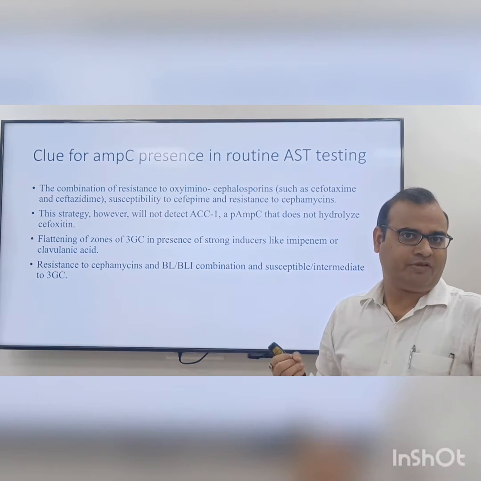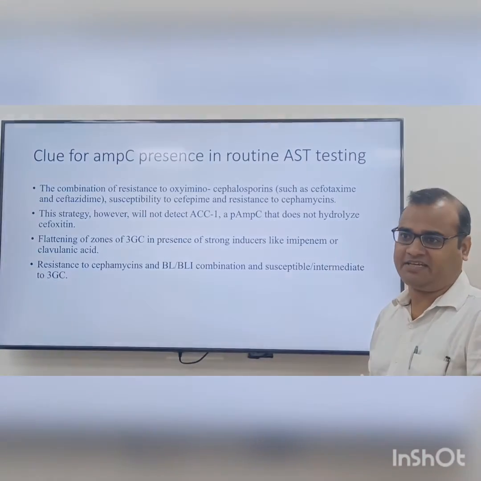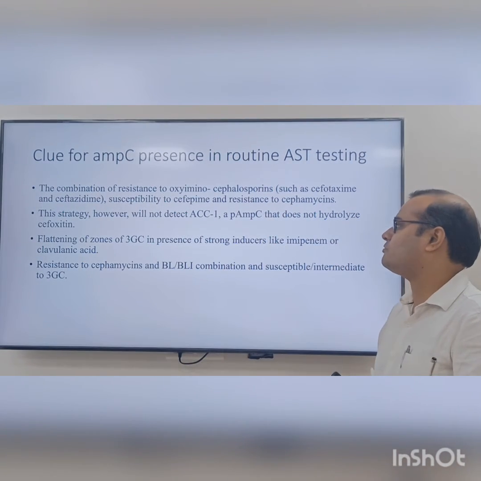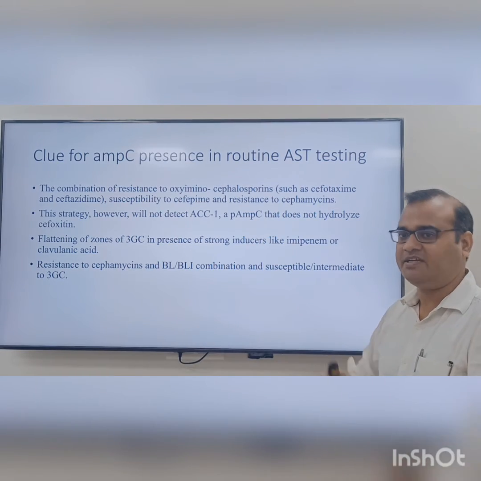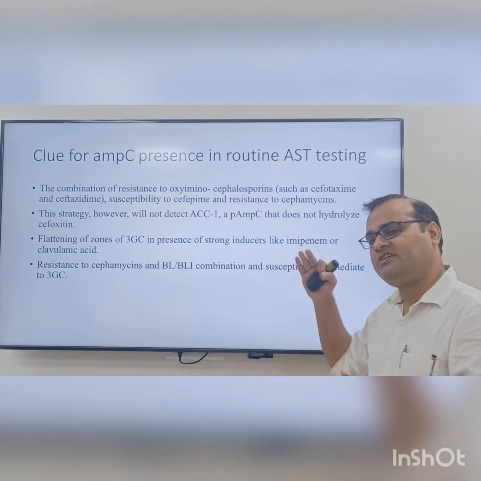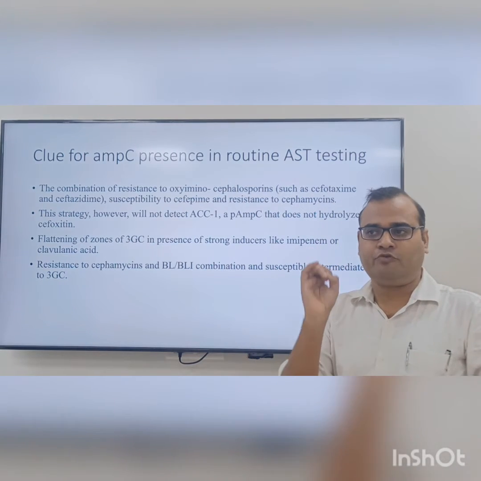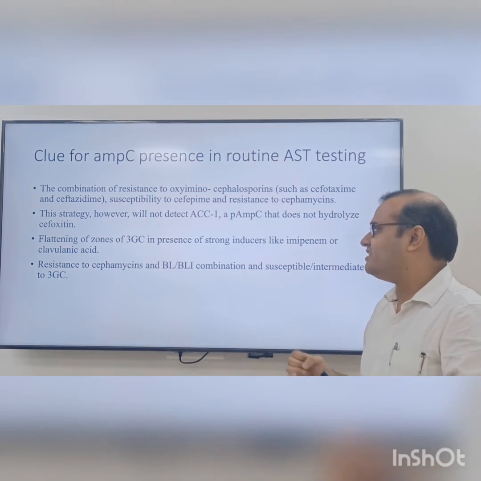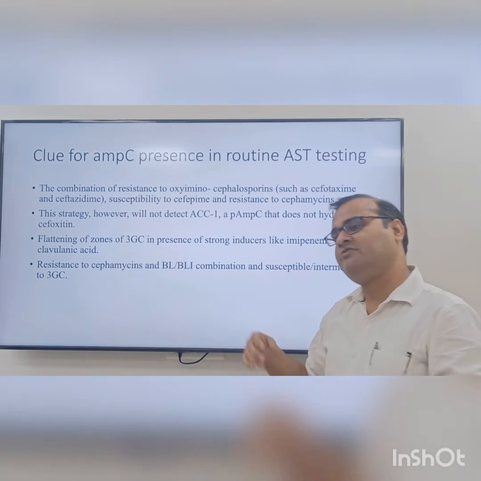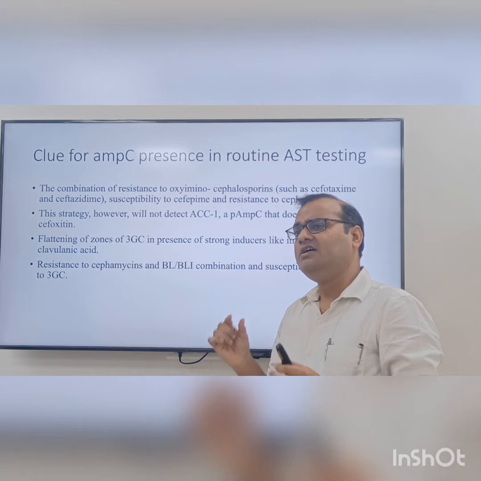Now, how can we get a clue for AmpC presence in our routine AST practice? First is a combination of resistance to oxyimino-cephalosporins like cefotaxime or ceftazidime, resistance to a cephamycin like cefoxitin, and susceptibility to cefepime. It will give a clue that this particular isolate may be a producer of AmpC. This strategy, however, will not detect the ACC-1 gene, where cefoxitin is not inhibited, and it will give a susceptible phenotype.